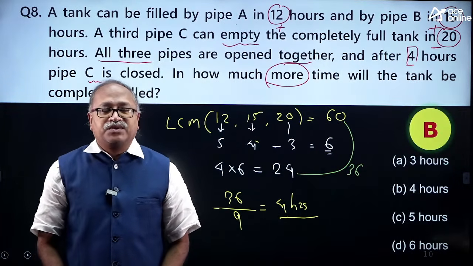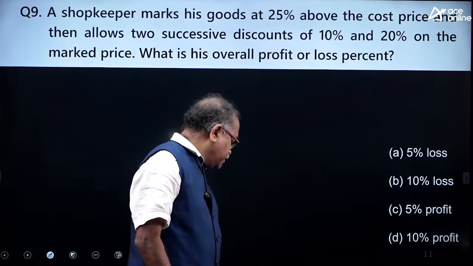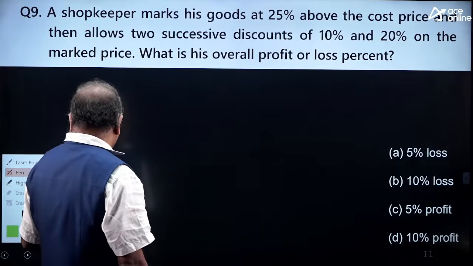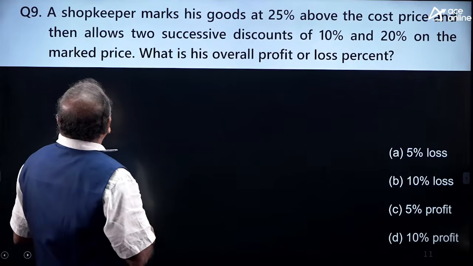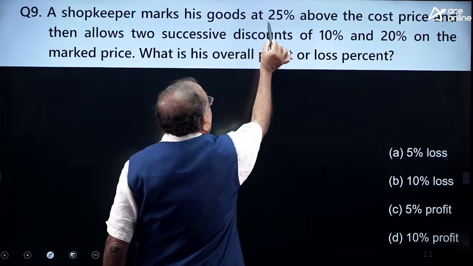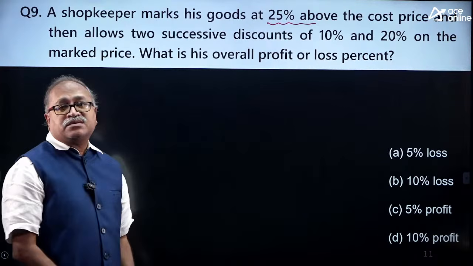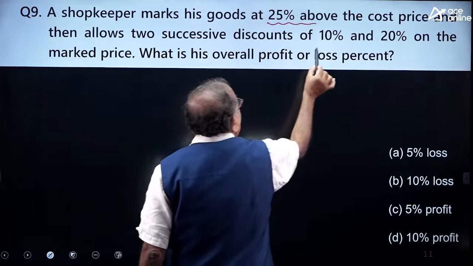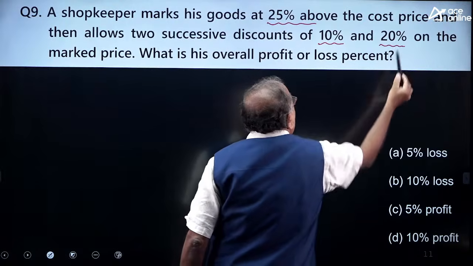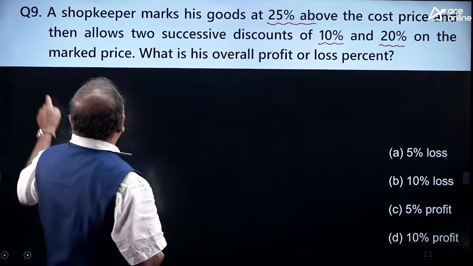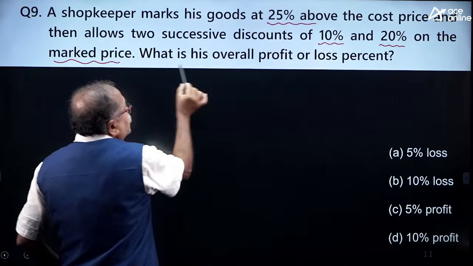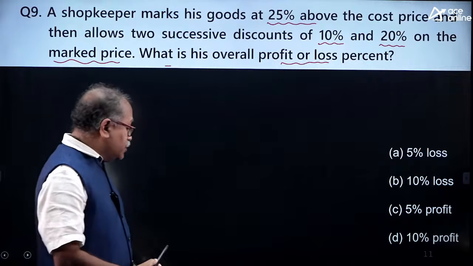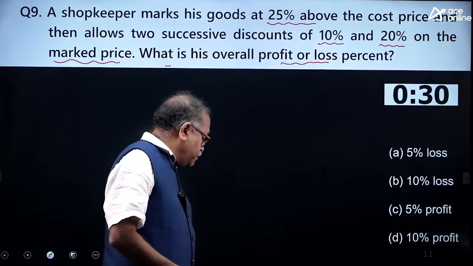I am moving on to the next question, which is here. Come on, my friends. Let's see how we answer this question. A shopkeeper marks his goods 25% above the cost price, and then allows successive discounts of 10% and 20% on the marked price. So, what is the overall profit or loss percentage? Take your 30 seconds.